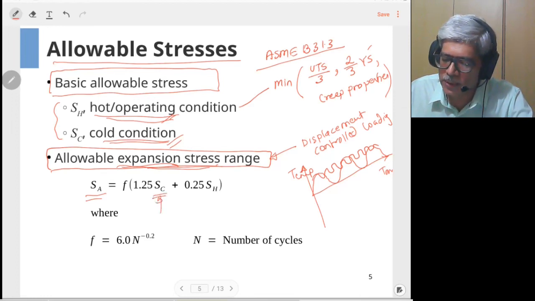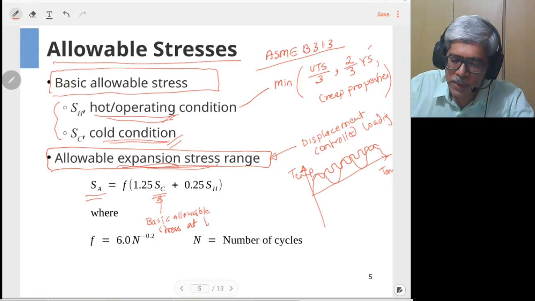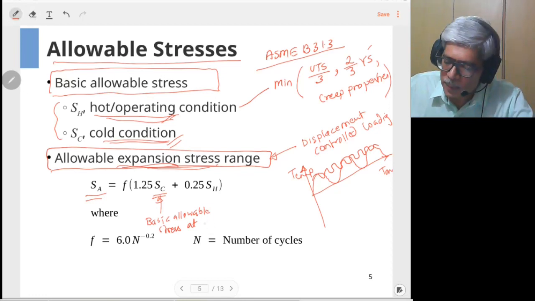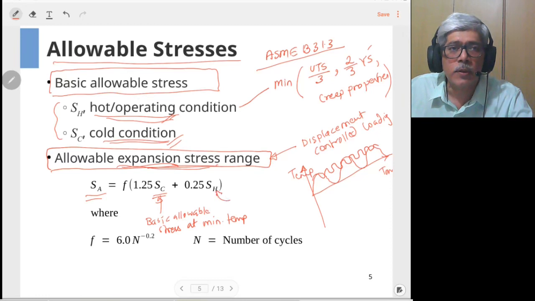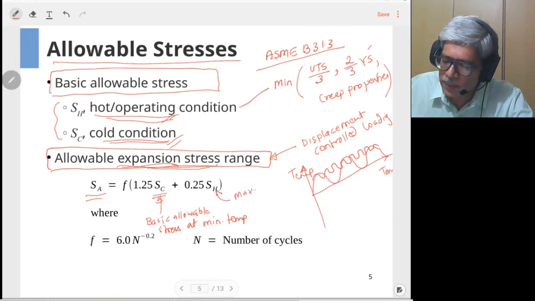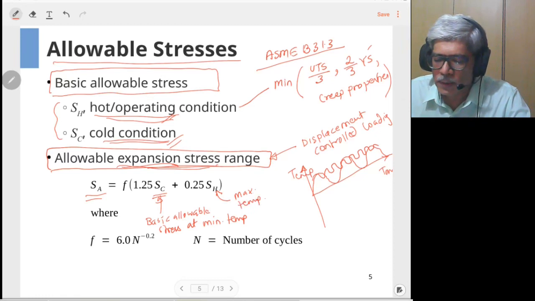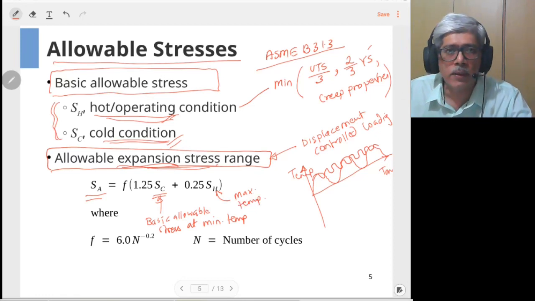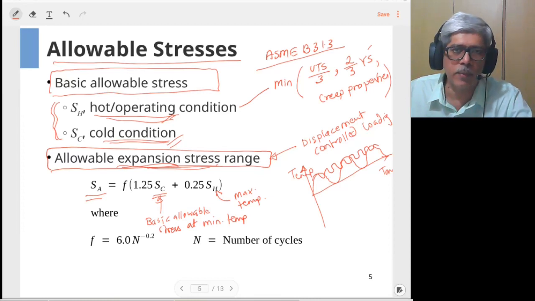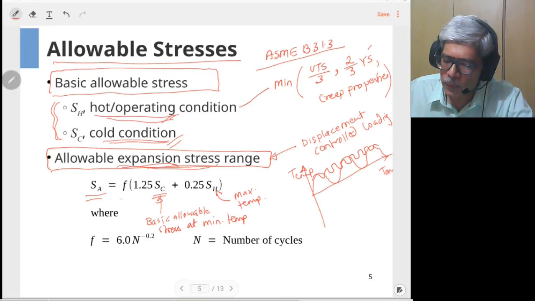One is the cold temperature range. So this is the basic allowable stress at minimum temperature, and SH corresponds to the basic allowable stress at maximum temperature. So using the formulae which are given for the basic allowable stresses, you calculate the basic allowable stress at maximum temperature, basic allowable stress at minimum temperature, and then you use this formula.